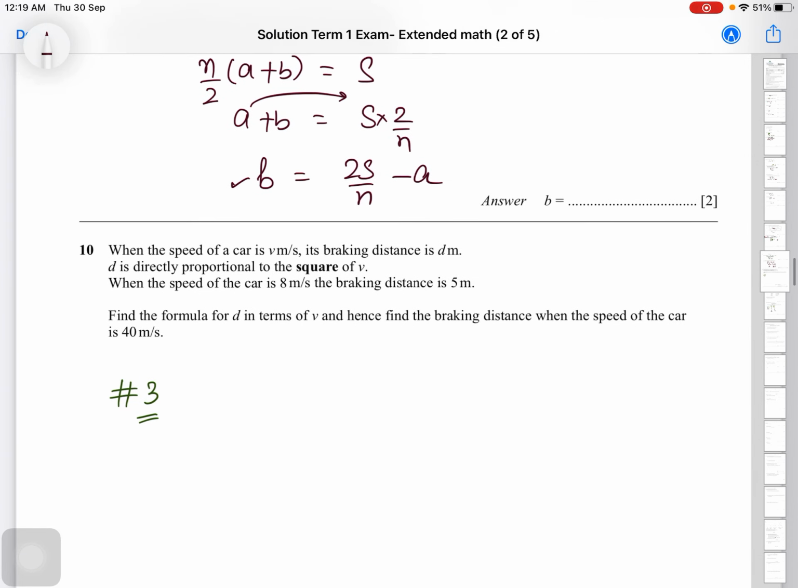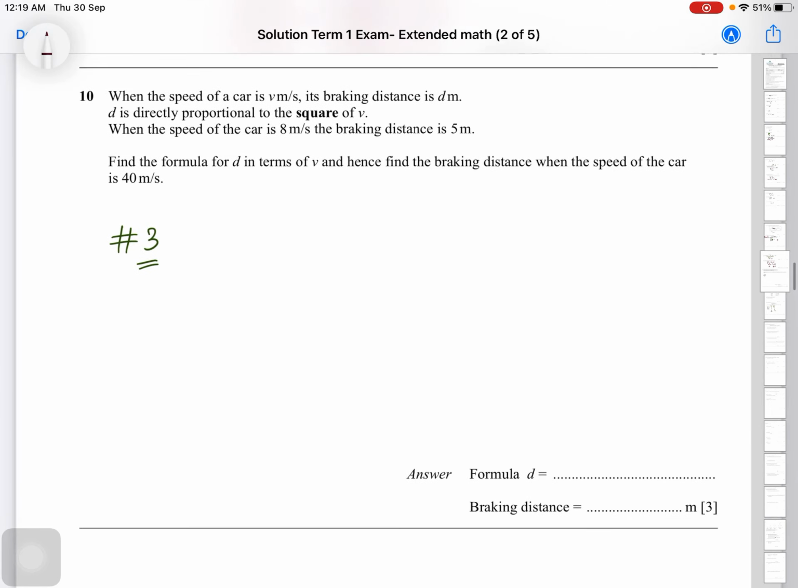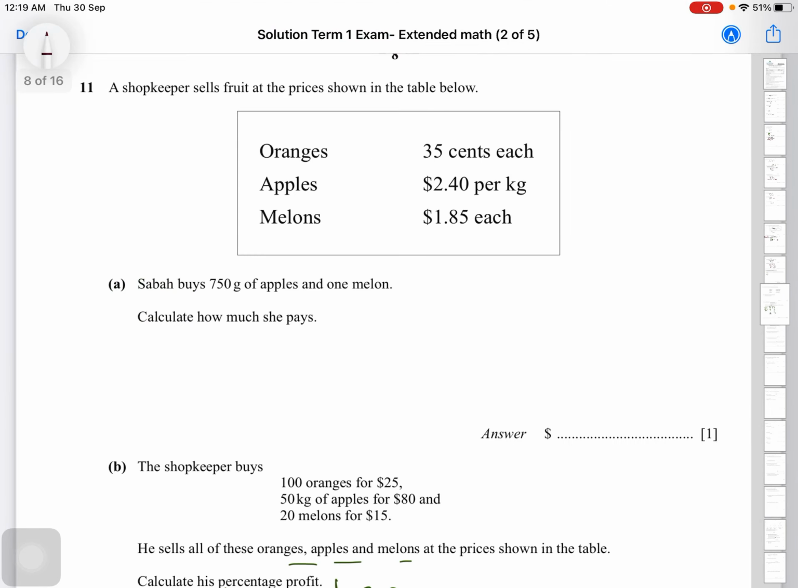In the 10th question, this was a slightly advanced question. We have decided to award 3 marks to everybody in the class, but we'll discuss in the class how to solve a question like this. A shopkeeper sells fruits at the prices as shown in the given table. Sabha buys 750 grams of apples and 1 melon. Calculate how much she pays.